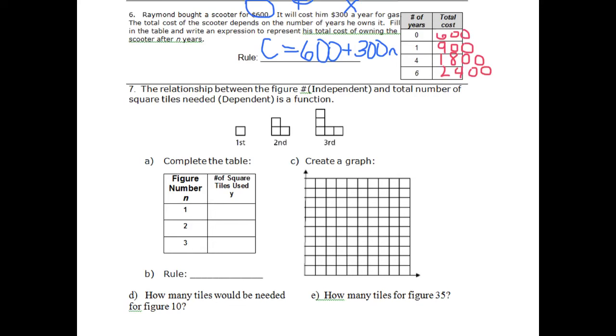Now, let's talk about another thing you will be given a lot on checkpoints and on other tests: the ability to take a pattern of figures and figure out what the rule is. So if we look at this, it's just like the sequence of numbers we just did. We've got our first term, our second term, and our third term.